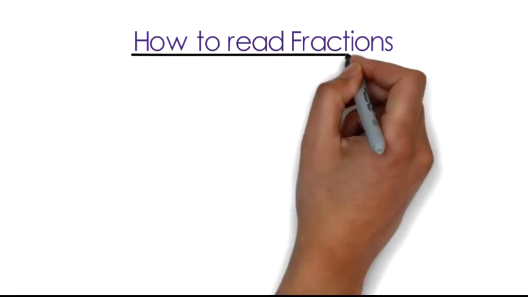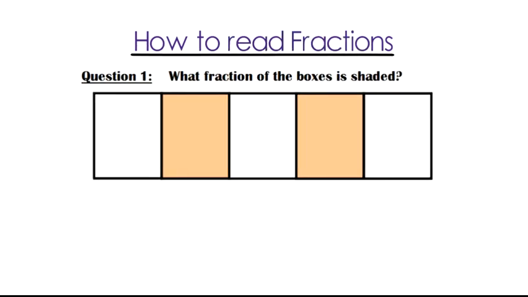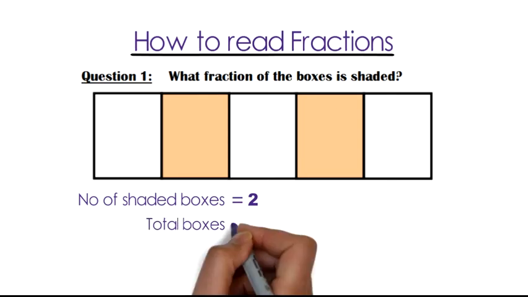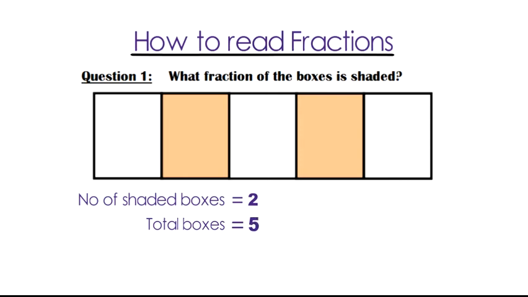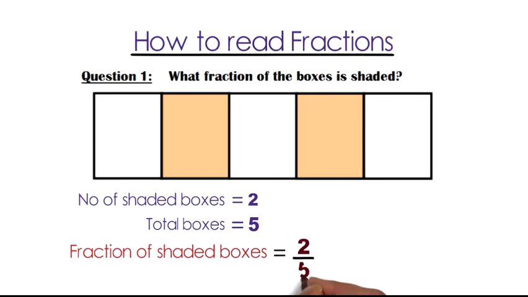Next, we will learn how to read fractions. Question 1. What fraction of the boxes is shaded? If you look at the diagram, you will see that only 2 boxes are shaded, while 3 boxes are not shaded. So, the number of shaded boxes is equal to 2, while the total number of boxes is equal to 5. Therefore, the fraction of the shaded boxes is equal to 2/5. Let's try another question.